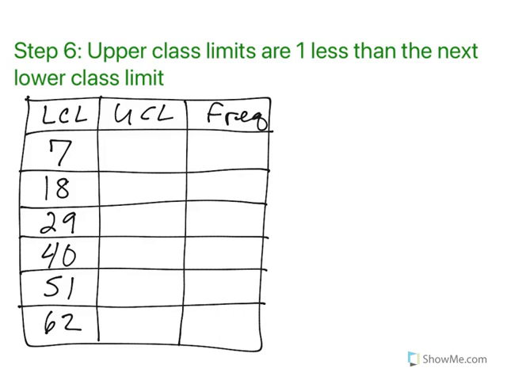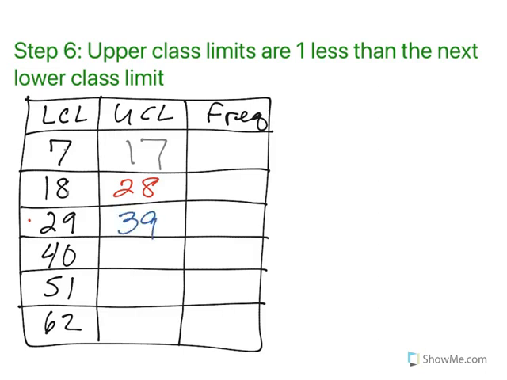Step 6. The upper class limits are simply one less than the next lower class limit. So if we go from 7 to 18 with the lower class limits, well, 18 minus 1 is 17. So that's how I find the upper class limit. It's one less than the next lower class limit. So 29 minus 1 is 28. 40 minus 1 is 39.